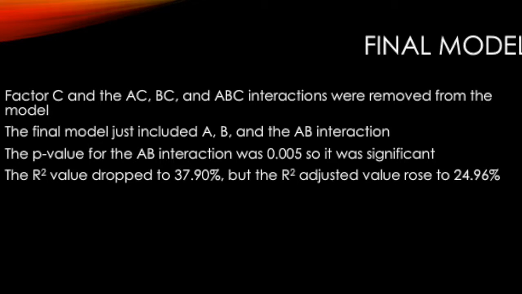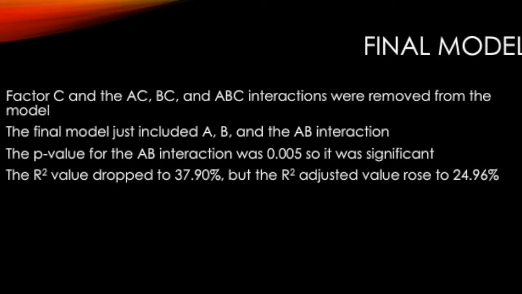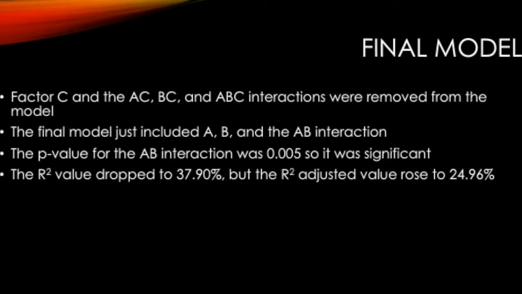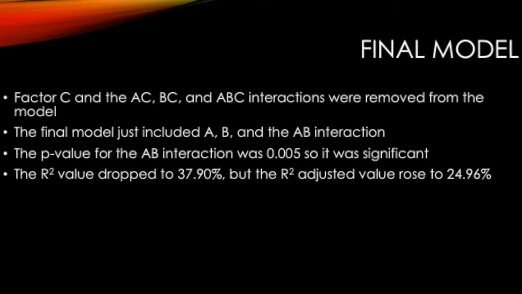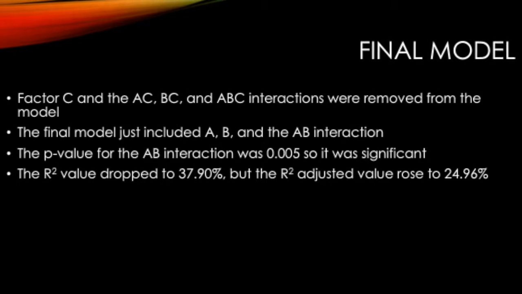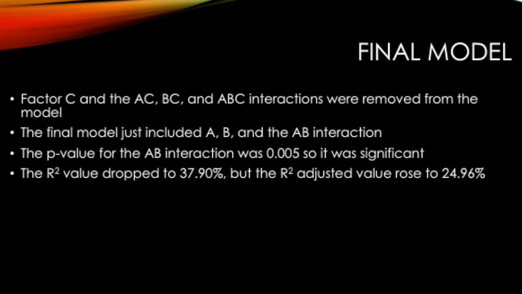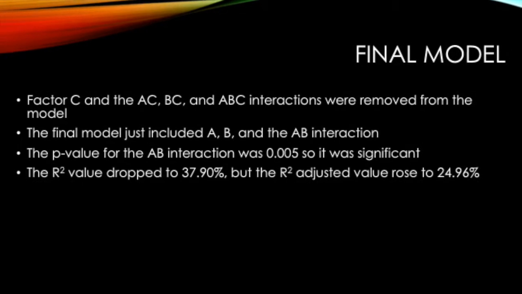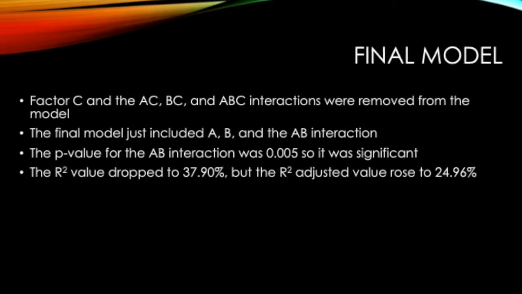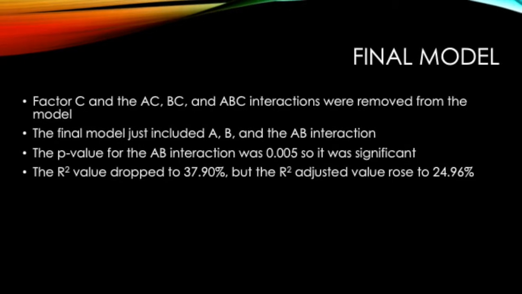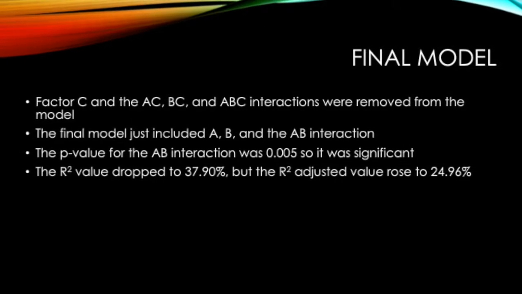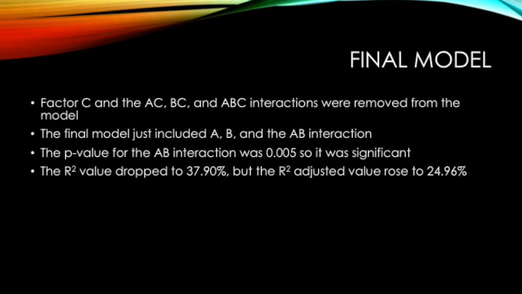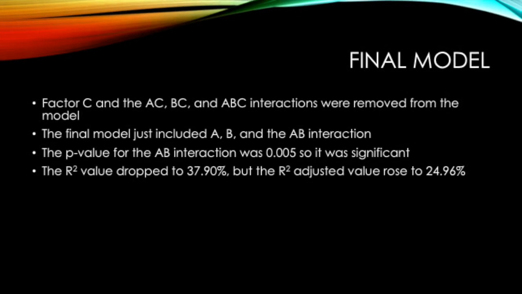Our final model just included A, B, and the AB interaction. Our final model was y equals 24.917 plus 1.417 times A minus 0.750 times B minus 4.417 times AB. The p-value for the AB interaction was 0.005, so it was significant. The R-squared value dropped to 37.90%, but the R-squared adjusted value rose to 24.96%.